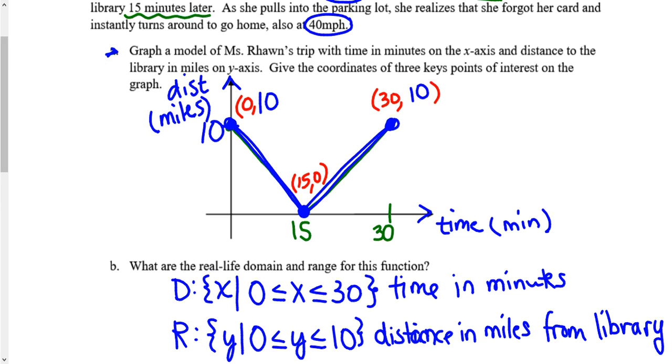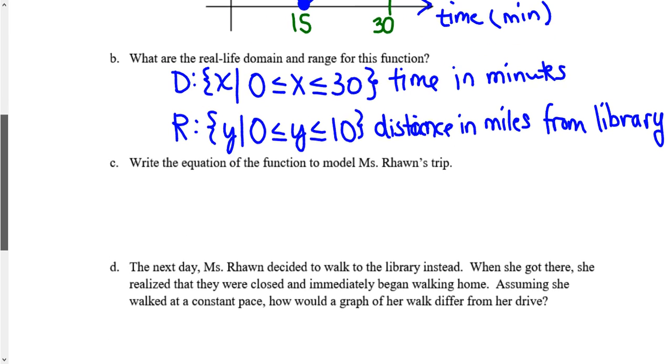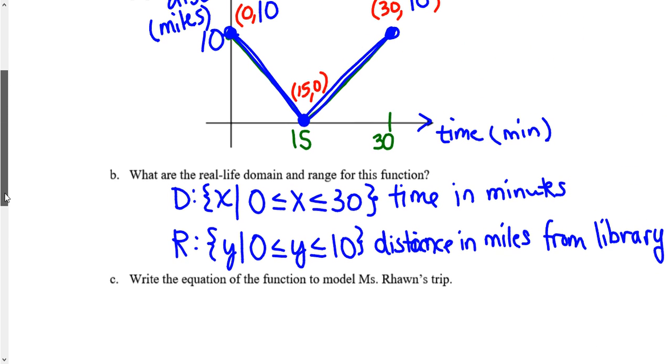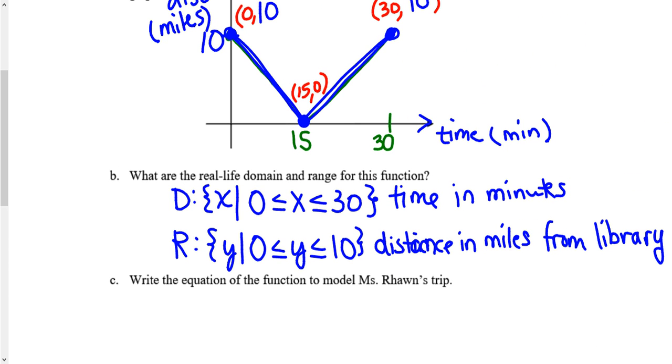All right, what else do we have down here? C says write the equation of the function to model Miss Ron's trip. So we know this is a V shape, so it should be an absolute value. So I know I'm going to have some sort of absolute value in here, and I got to do some moving. So where am I moving? This 15 moved the vertex of my V, the anchor point, 15 to the right. To move 15 to the right, I'd want to put a minus 15 on the inside. I didn't move up at all, so there's not going to be any number out here on the end.